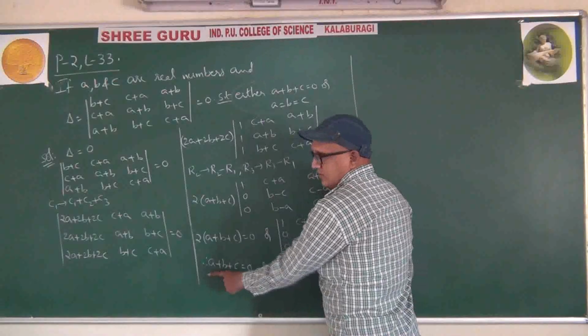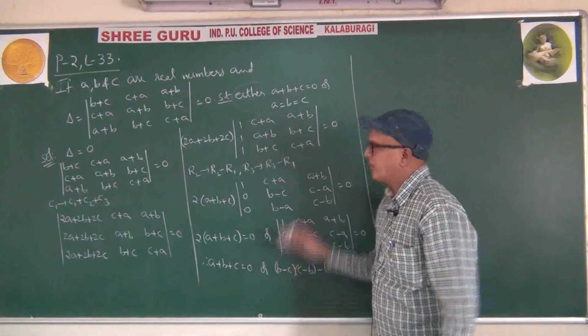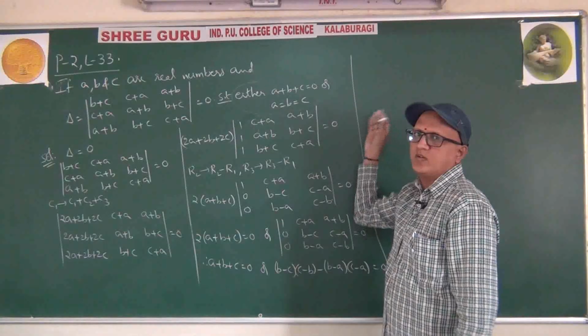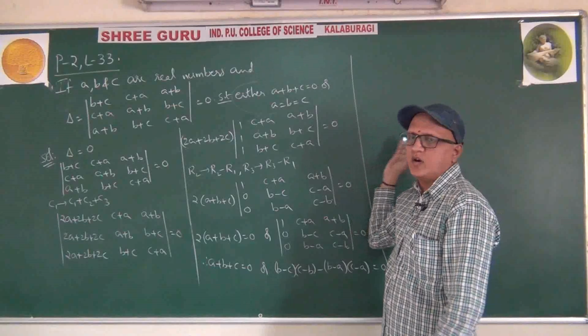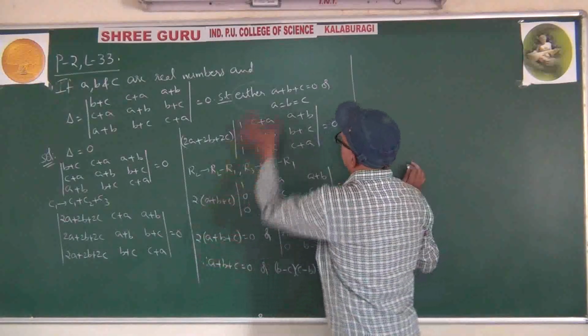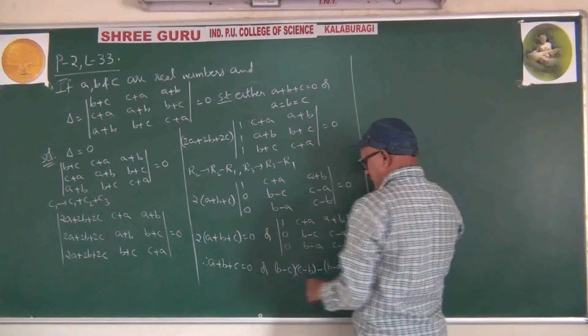This we are going to simplify. Every time a plus b plus c equal to 0 or something? Not necessarily. This part we already proved. We are trying to prove for this. Okay, coming to this one.